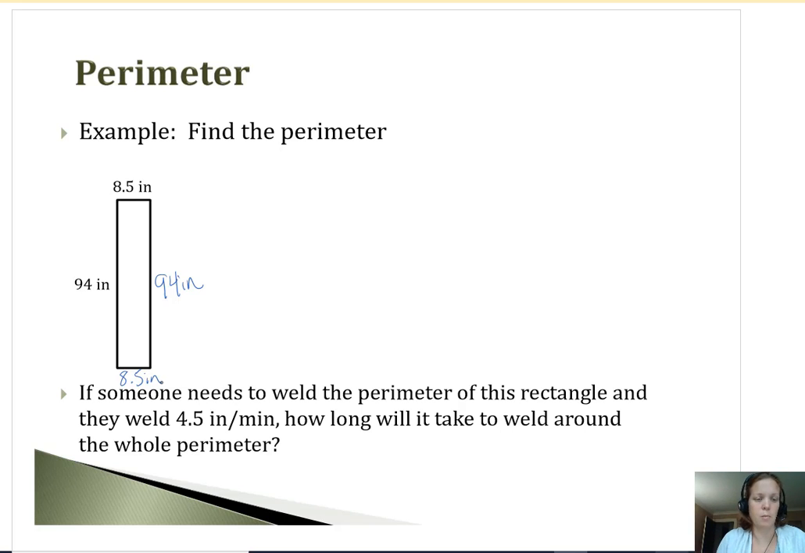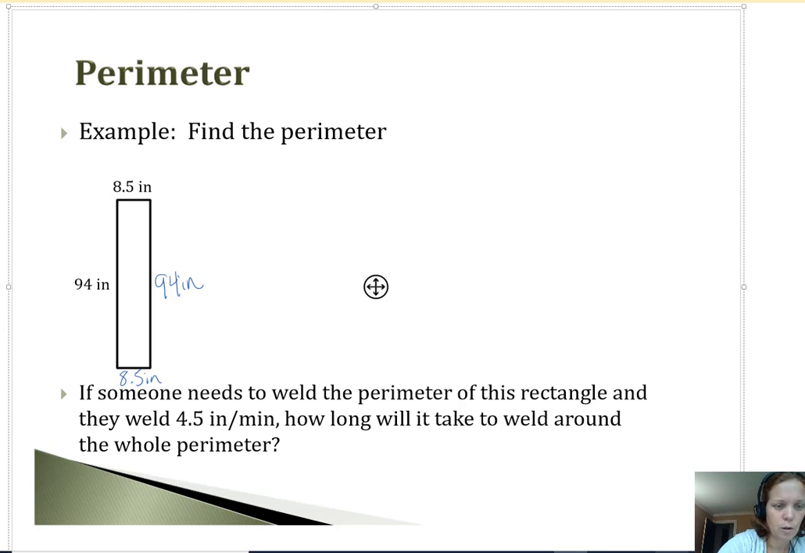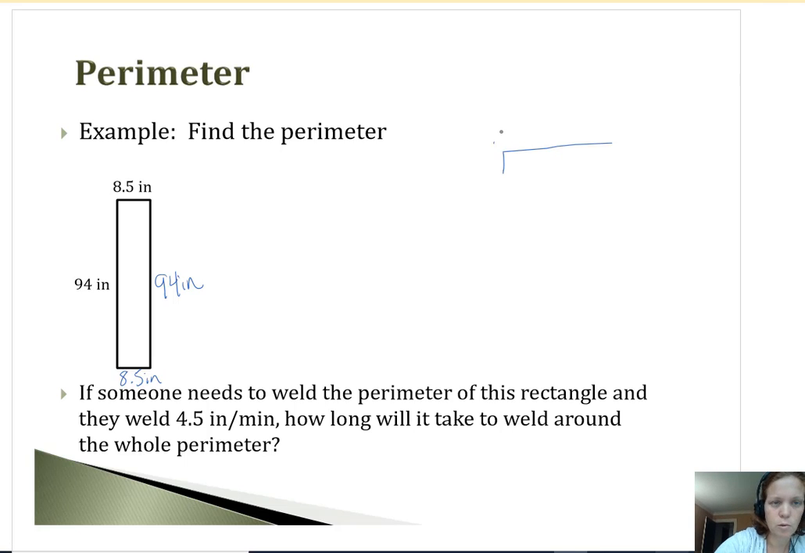You know, you could write it out, 8.5 plus 94 plus 8.5 plus 94. But I'm going to write it out a different way in a minute. So if we add them all up, I get 205. Okay, so, oops. Perimeter is 205. And since we were just doing inches plus inches plus inches, I still have inches.